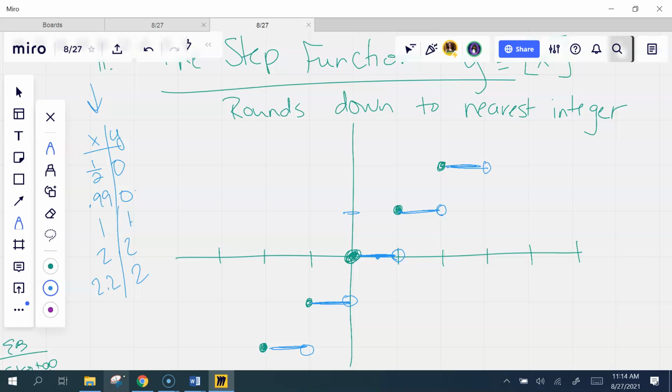How do we know what the original point is? Every integer. These are integers. Yes.